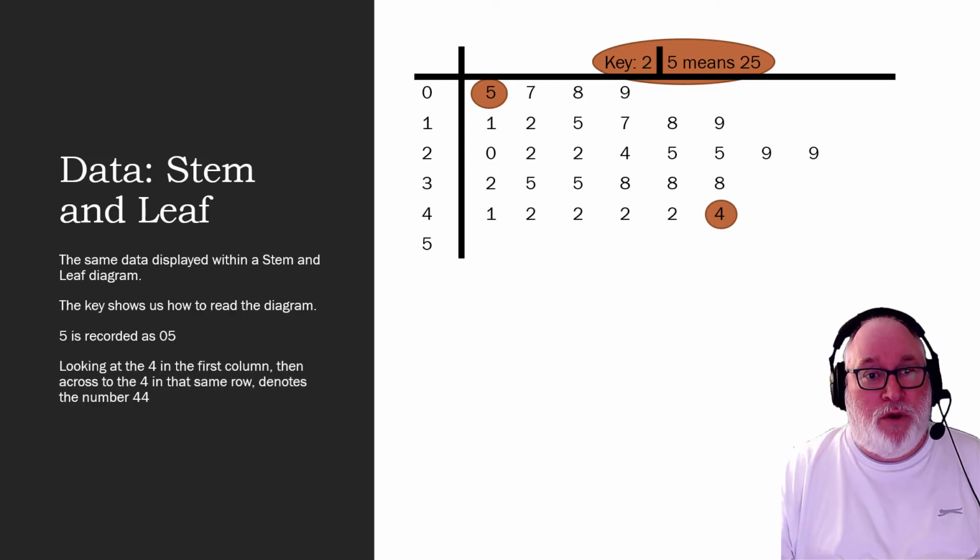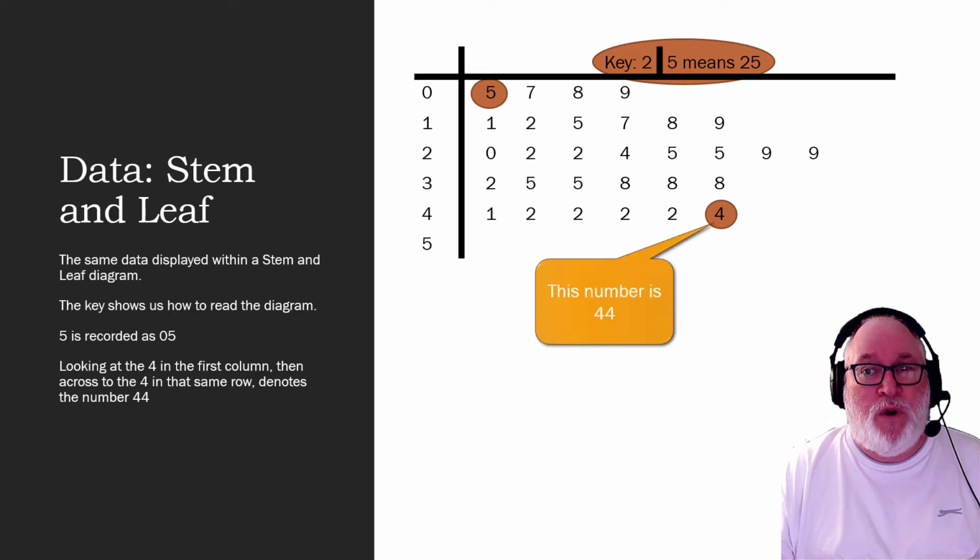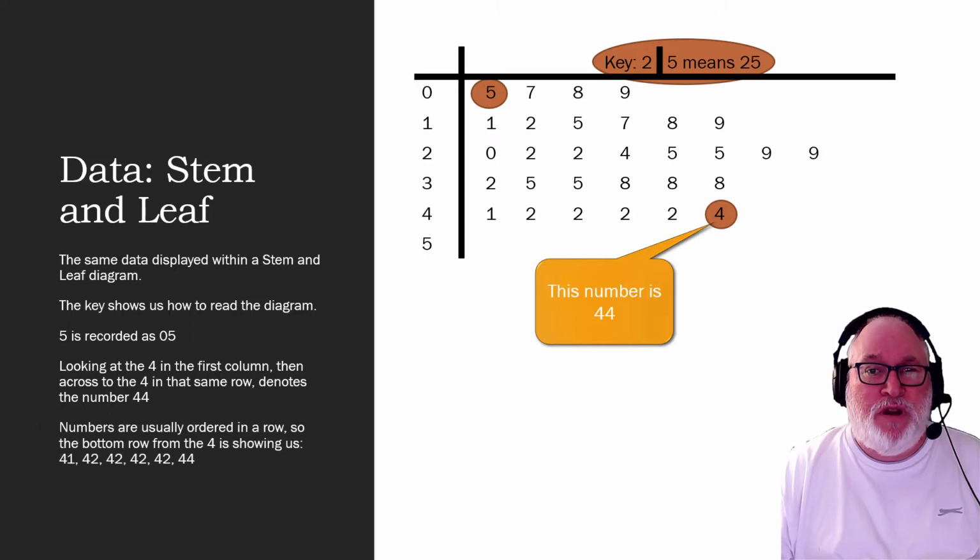Well, you would be right if you said 44. So it's the 4, then the 4. Okay, so that is 44. Numbers are usually ordered in a row, so you get some sensible order to it. You'll see that they are in numerical order in each of the rows. So you're just looking along the column, then looking along that row from that column.